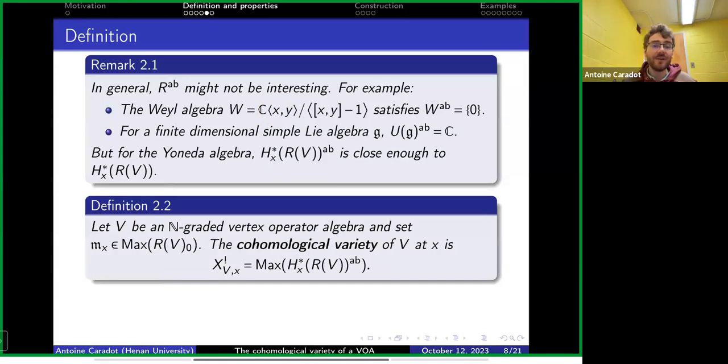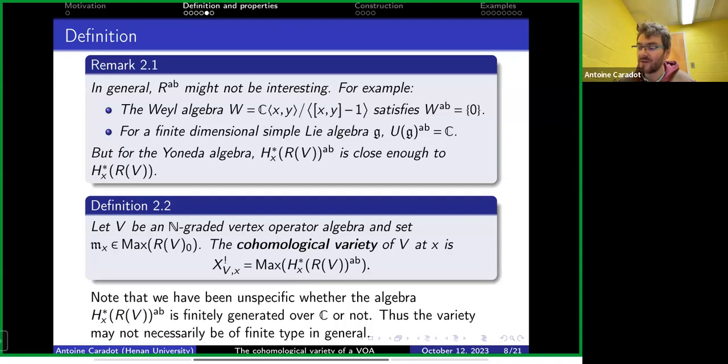So the definition of the cohomological variety we can now give: the cohomological variety of V at the point X is going to be the maximal spectrum of this abelian version of the unit algebra. So we keep the same notation with X index V, and we keep the point X, and we add a shriek to indicate that we are in the cohomological realm. So it's not just the associated variety.